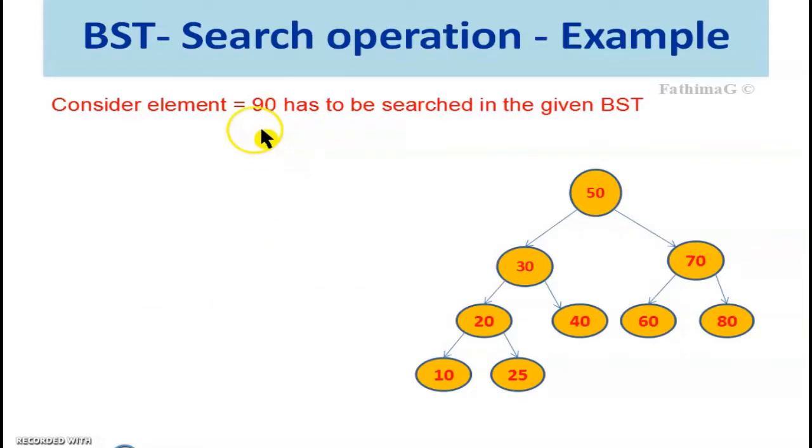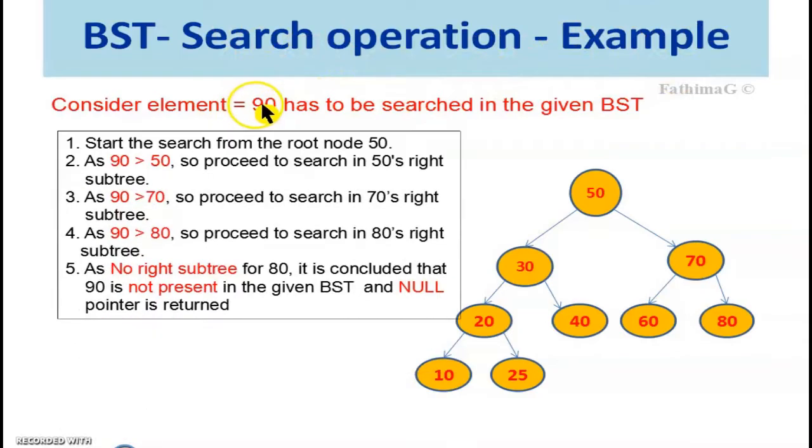Let us see the other example where the element to be searched is 90. As per the algorithm, start the search from the root node. In this example, the root node is 50. Now 90 is compared with 50. As 90 is greater than 50, proceed to search in the 50's right subtree.